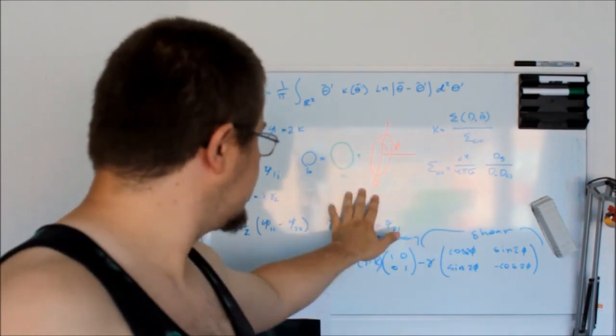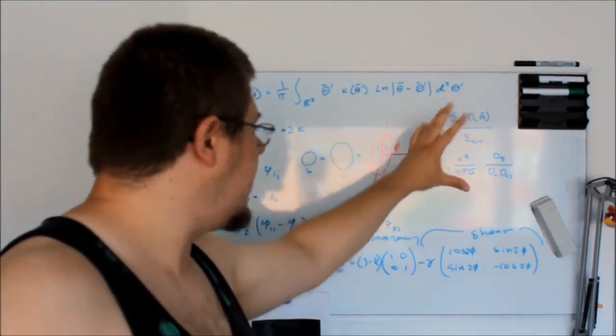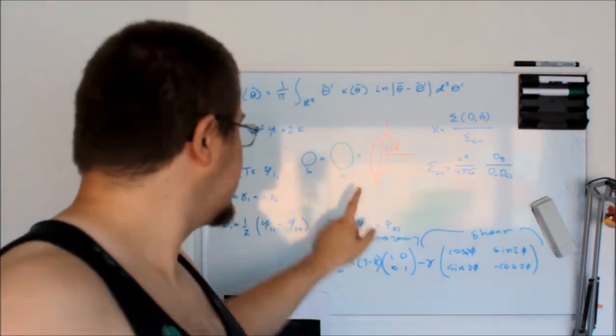But this is called strong, this is real strong lensing. But when you're further out and you have weak lensing, then this will happen.